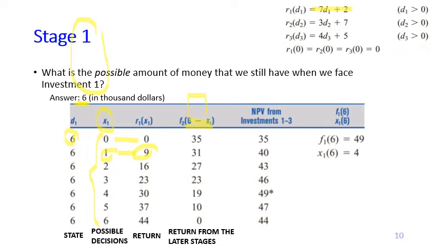And then take the sum, and based on all these total returns from investment 1 to 3, we pick the one that is the maximum. So the maximum is the best return, and then the best decision at stage 1 equals investing $4,000. So this is the best return and best decision corresponding to stage 1 and the state 6.